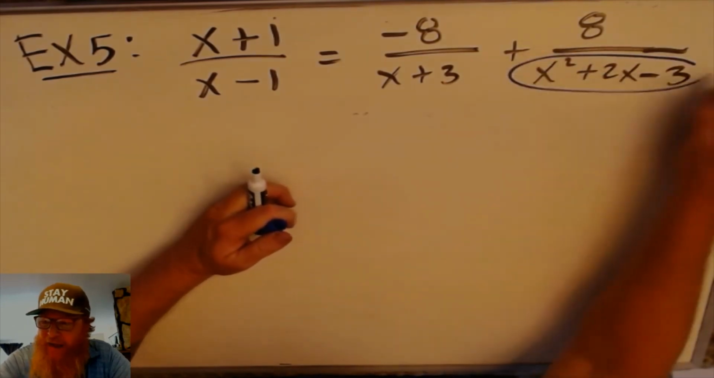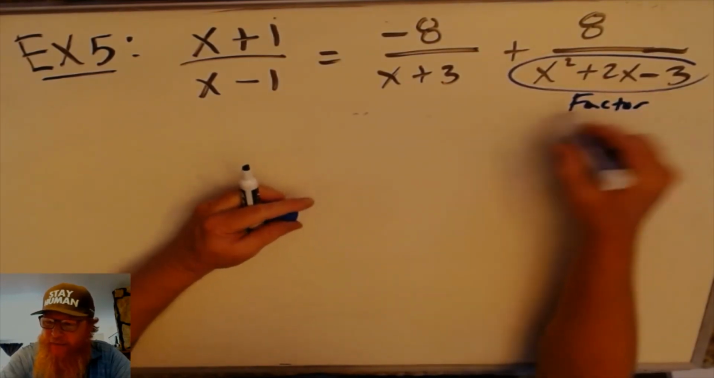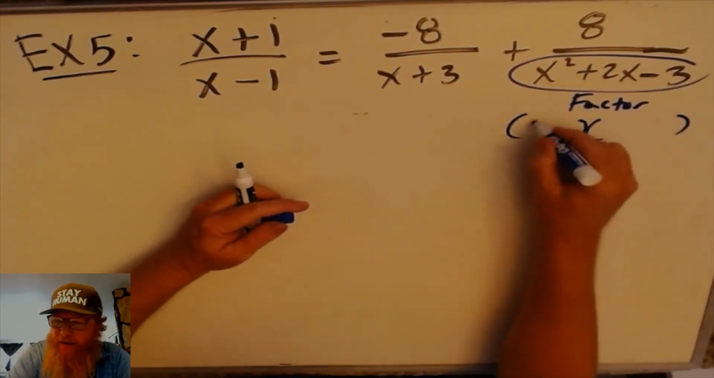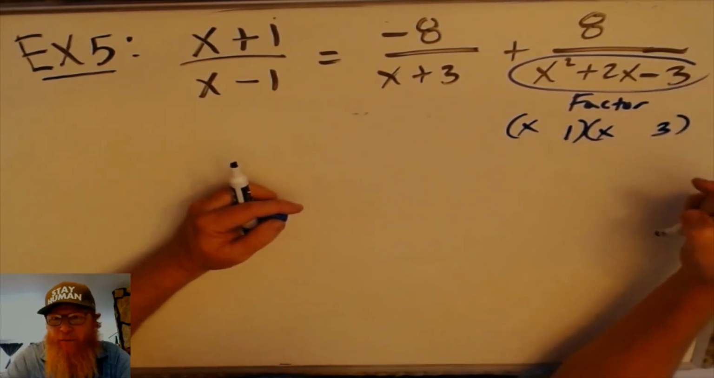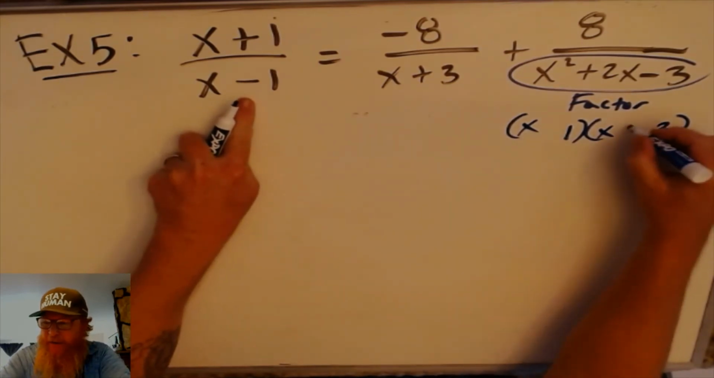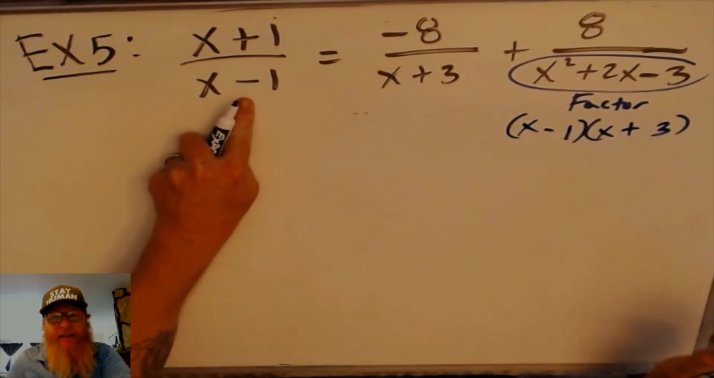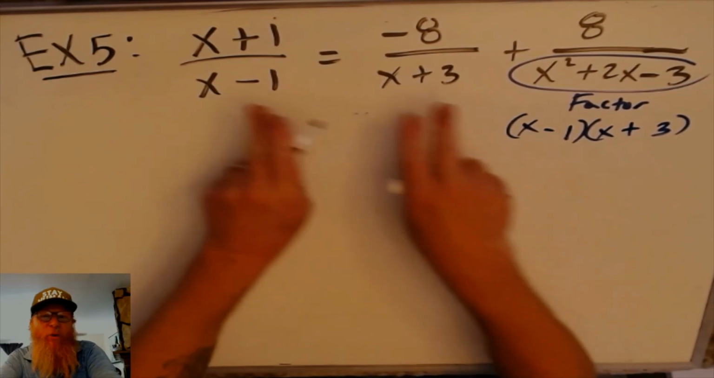So we're going to factor this. I'm just going to put it right here. It'll be x and x, 3 and 1. 3 times 1 makes 3. And look over here, it's a positive 3 and a negative 1. And that is not a coincidence.